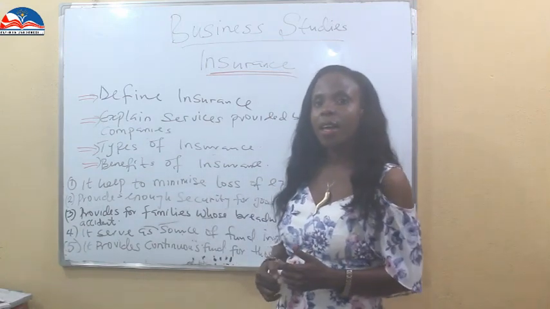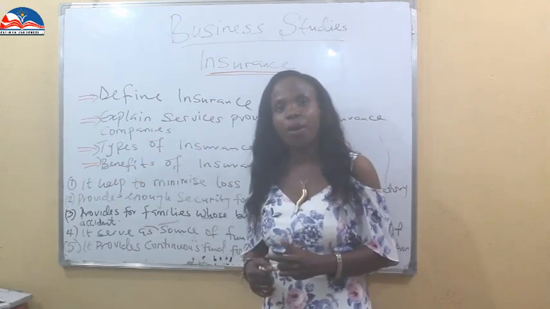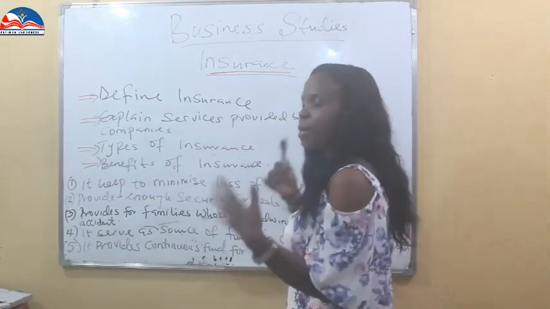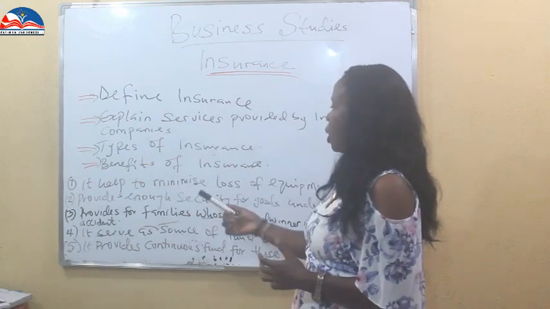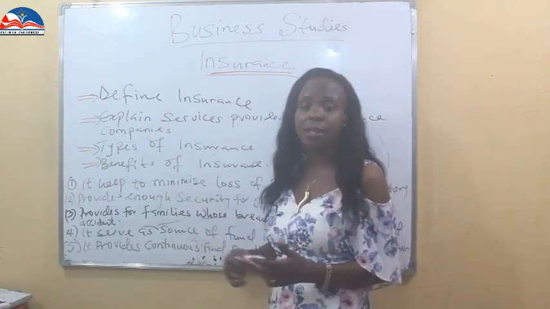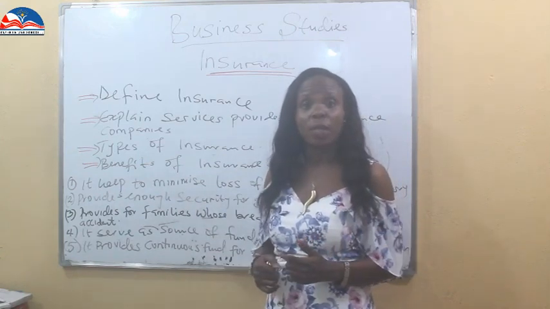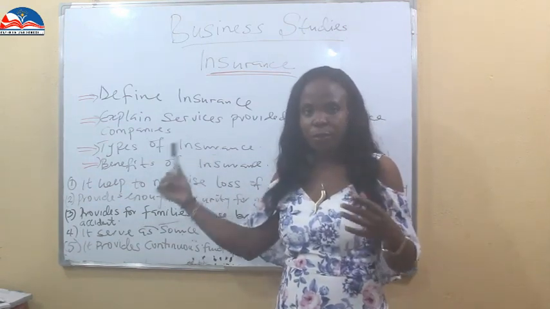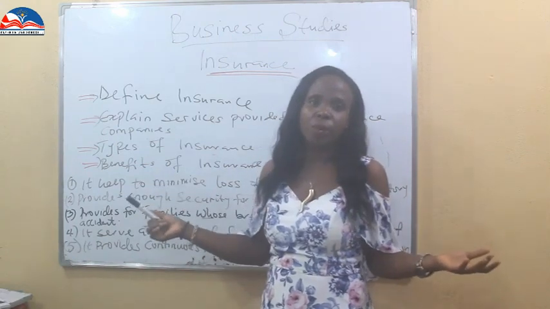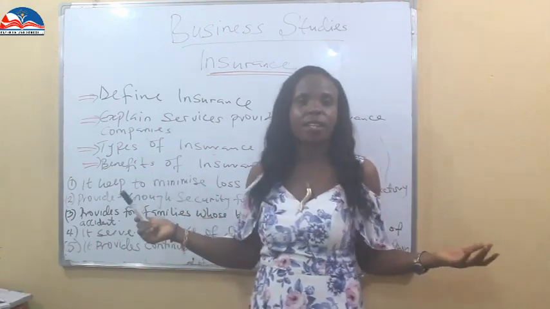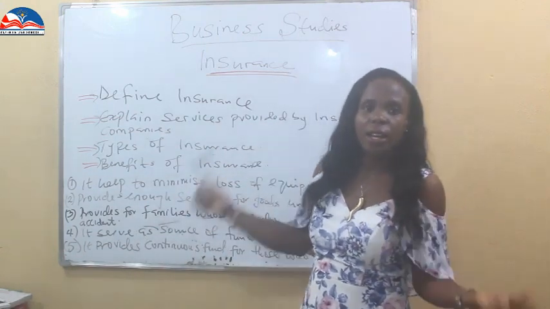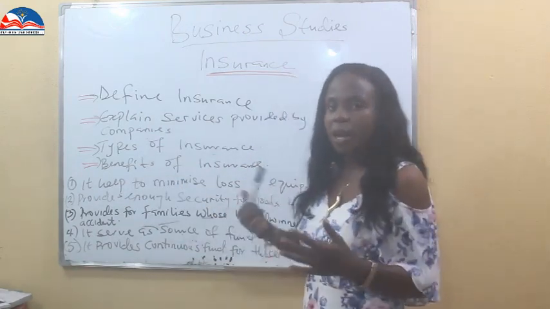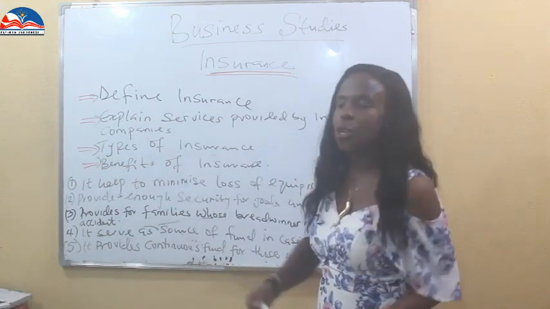Insurance against fire, insurance against loss of equipment, burglary, and the rest of them can cover this area. So they help us to minimize loss of property, loss of equipment, loss of our building, and the rest of them. They provide enough security for goods on shipment. When you talk about marine insurance, it covers goods that are coming through the ship. In case the ship gets lost on the high sea, hijackers hijack the ship on the high sea, or the goods get damaged in the process of bringing them down, those things can happen and they can be insured against.